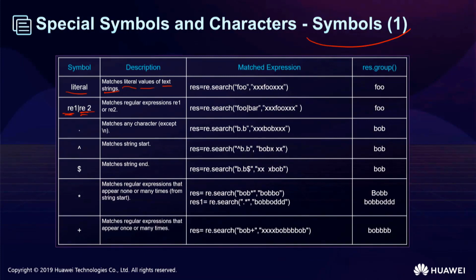The dot matches any character, and the dollar symbol matches the end of the string. The asterisk matches a regular expression that appears zero or more times, and the plus symbol matches a regular expression that appears once or many times. For example, searching for Bob returns true, and you can search for Bob and then the symbol.